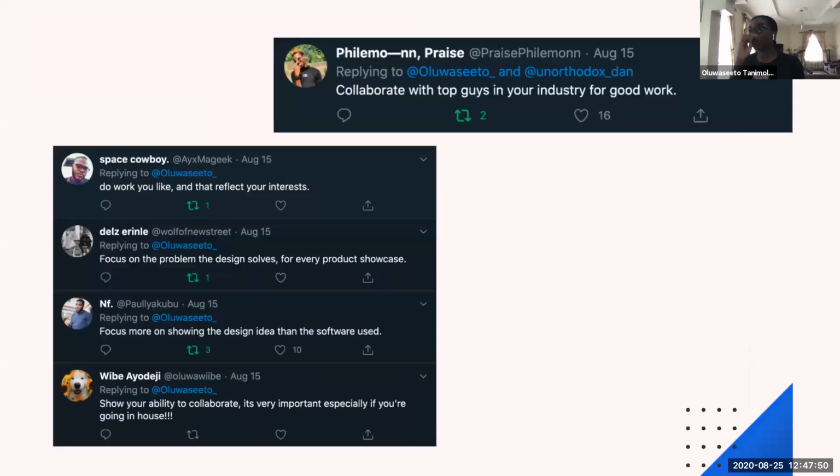Then some more. Then collaborate with people in your industry for good work. Like I said, collaborate with people. Do the work you like that reflects your interests. Focus on the problem that design solves for every product showcase. Focus on showing design ideas rather than the software used. Showing your ability to collaborate is very important.